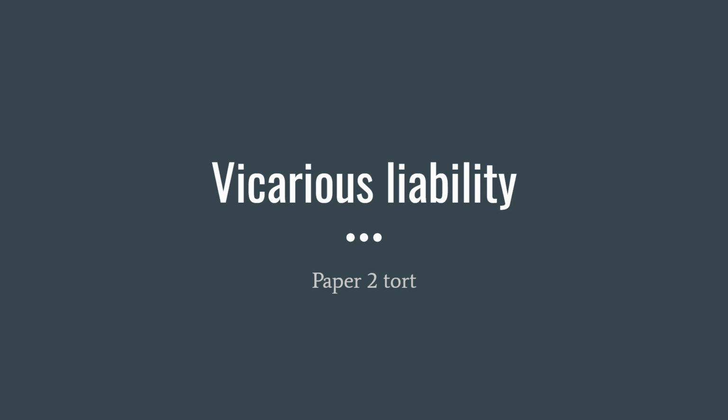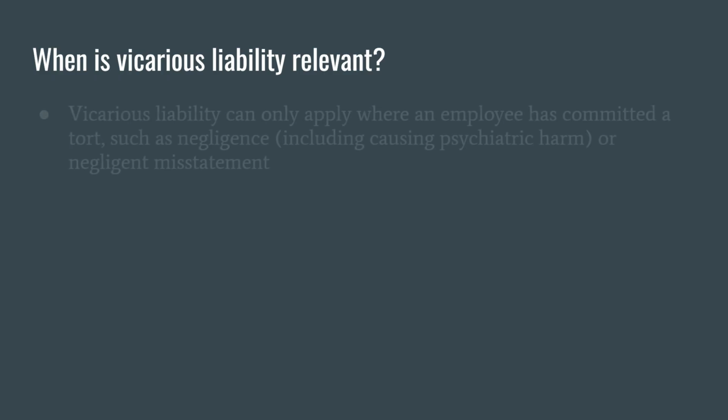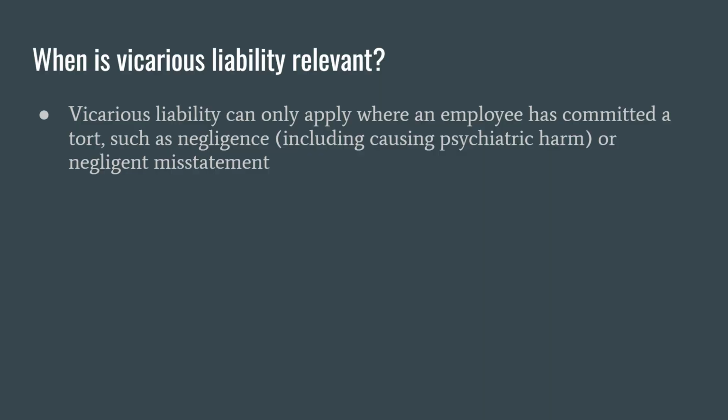Hello and welcome to this video about vicarious liability, which you'll find in paper 2 of the AQA A-Level Law exam. So in the exam, vicarious liability applies where an employee has committed a tort, such as negligence, including causing psychiatric harm, or often where there is a negligent misstatement.